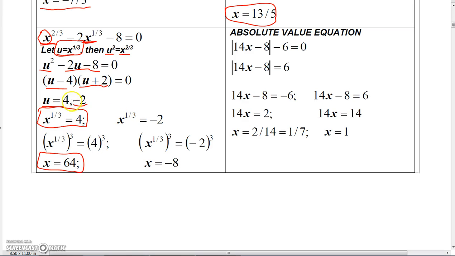Alright, now the other solution was u equals negative 2. Well, if u is negative 2, then x to the 1/3 would equal negative 2. And then if you cube both sides there, you get x equals negative 8.